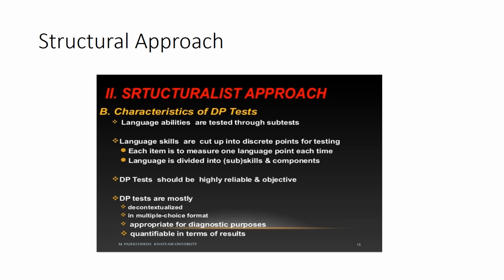Discrete point tests should be highly reliable and objective. So there should be no subjective judgment of the teacher, but they should be objective. And as we said, the most common format of test used at that time was the multiple choice questions. But the problem with these types of questions, or with the discrete point test, is that they were decontextualized, which means that they use sentences which are taken out of their context, which do not have a real context. The form is, as we say, multiple choice.